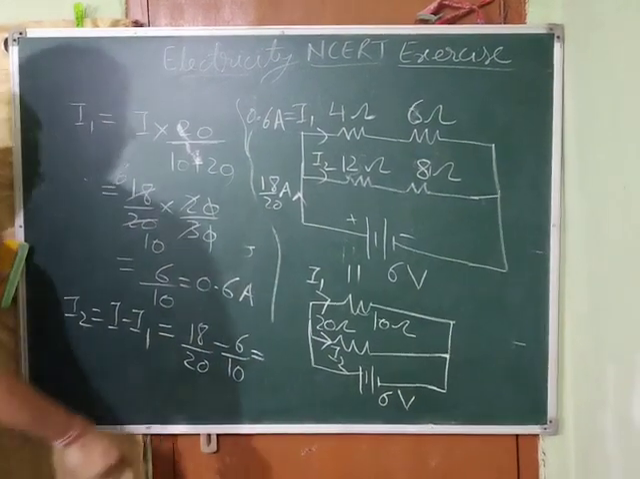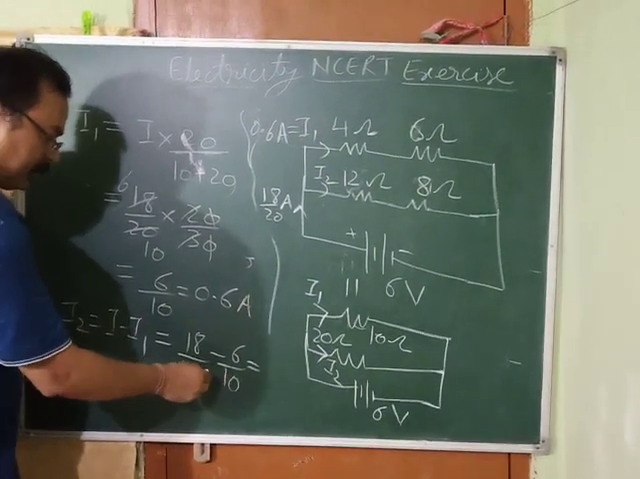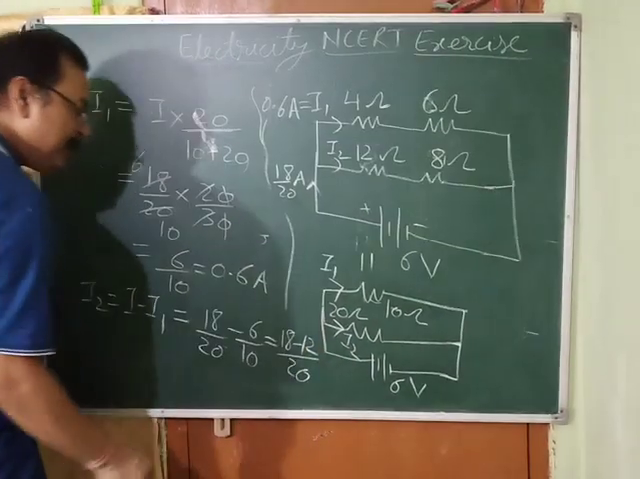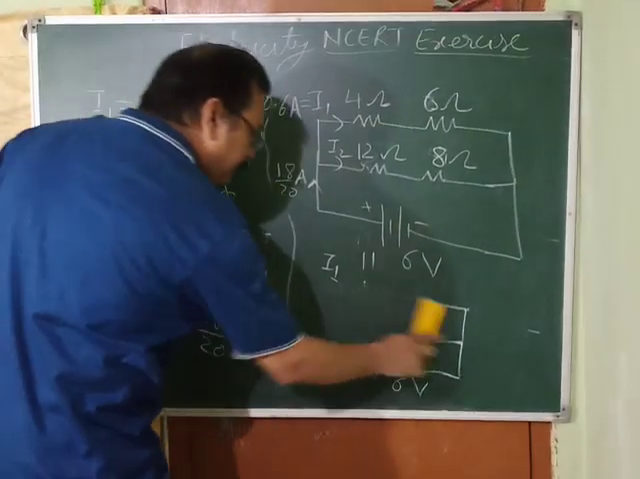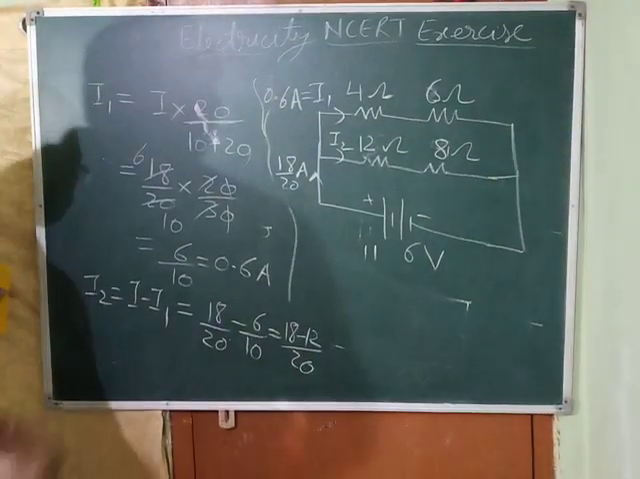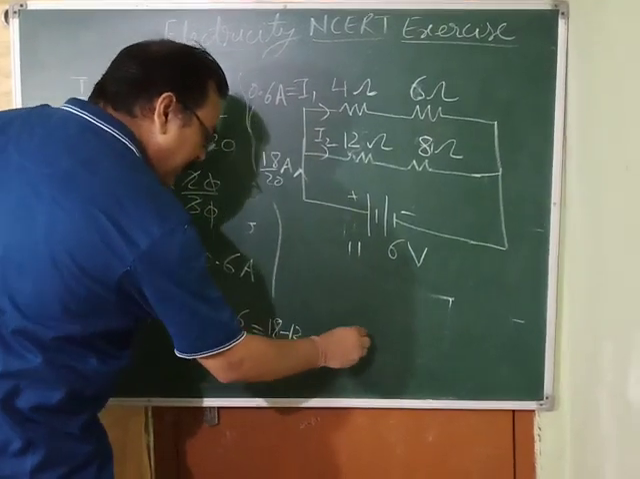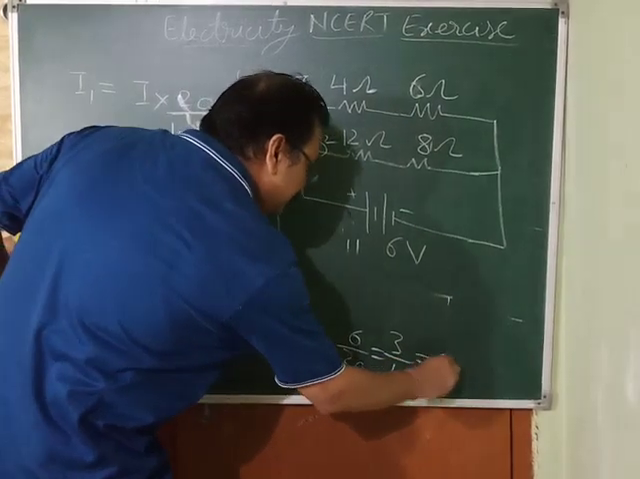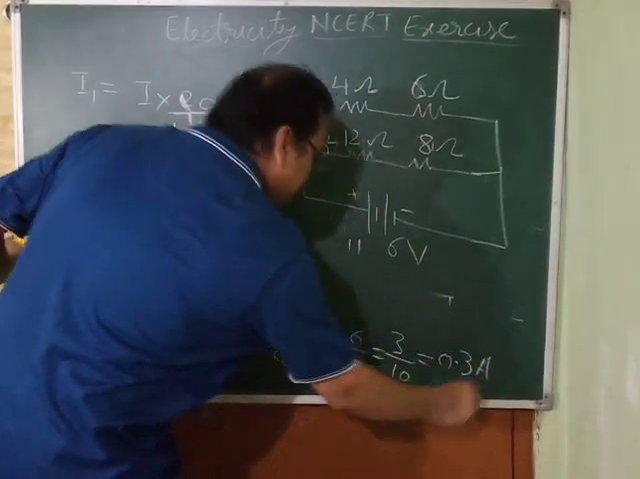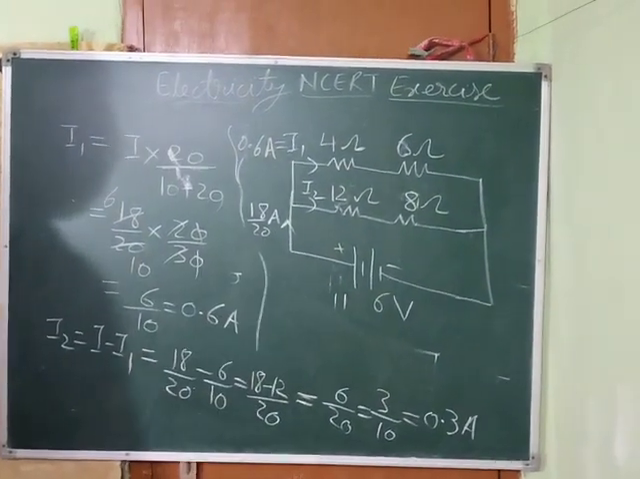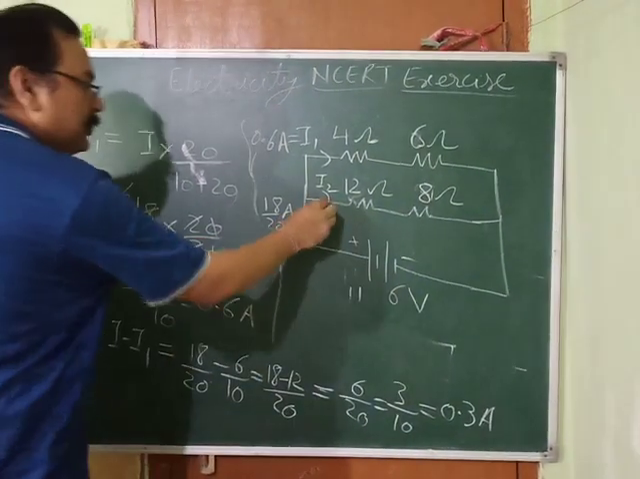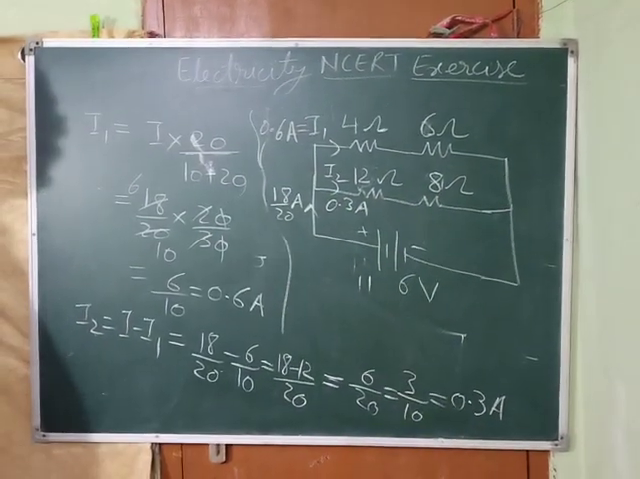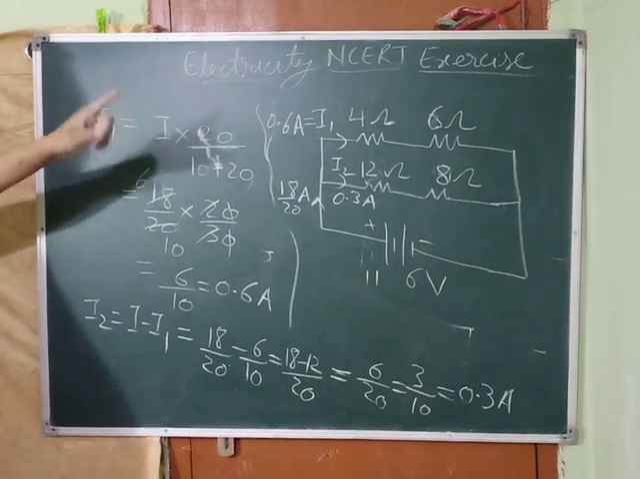That is how much? See, you can write LCM 20. You will get 18 minus 12. 18 minus 12 is how much? It is 6. So 6 by 20, that is 3 by 10. So what you will get? 0.3 ampere. So 0.3 ampere is going to flow through this. 0.3 ampere will flow through this. So we have done the second part also. We have got the current in both the branches.